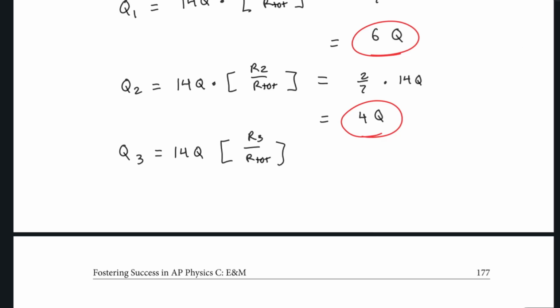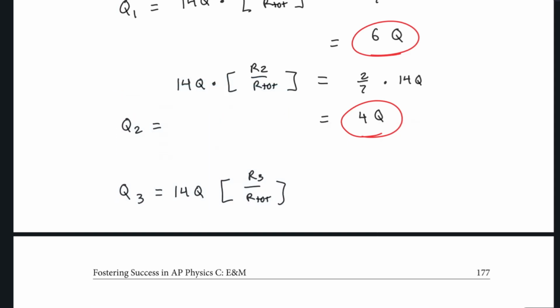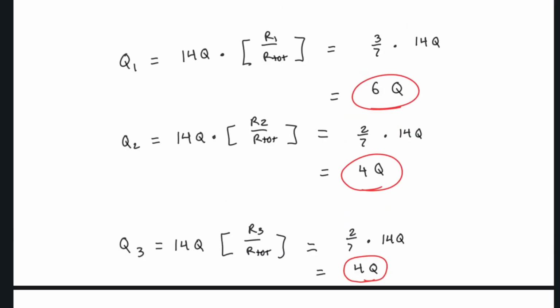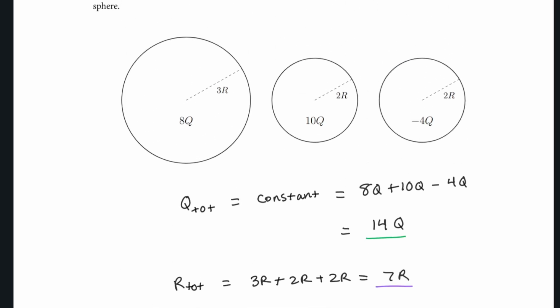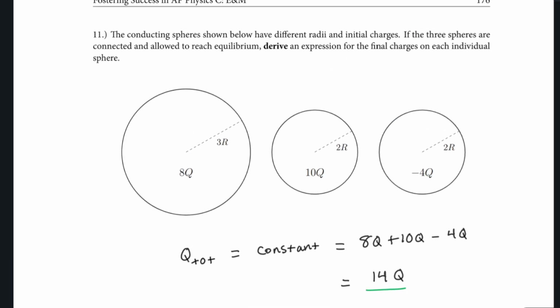Give myself a little more space. Apparently Q2 decided to escape from us. There you go. You also hold 2/7 of the system radius, so you would also have 4Q. And notice this works out multiple ways. First, we see our fractions work out: you have 3/7, you have 2/7, you have 2/7. What does that add to? 7/7. So we see that the 14Q is distributed. Our final answer would be 6Q, 4Q, and 4Q.